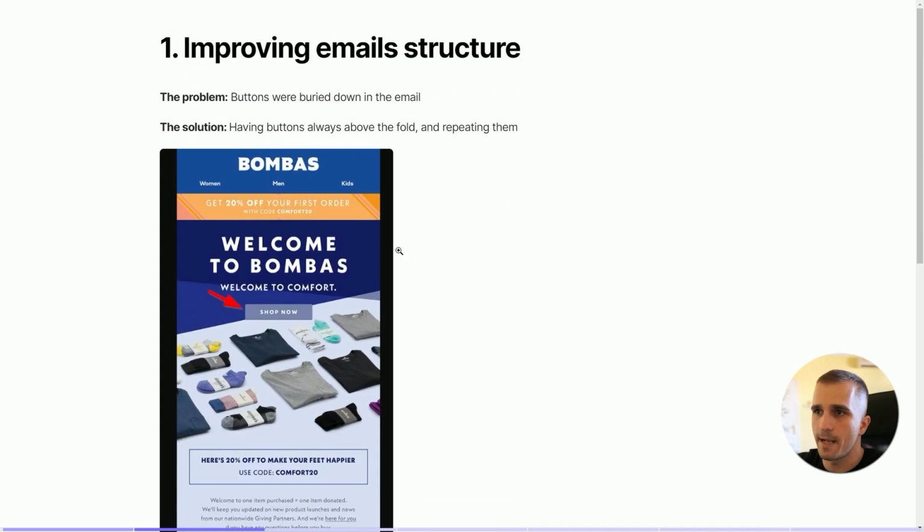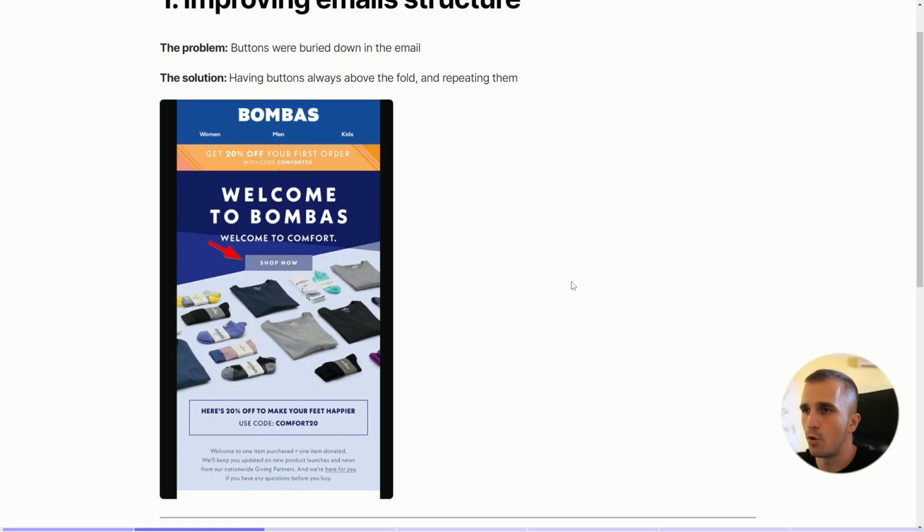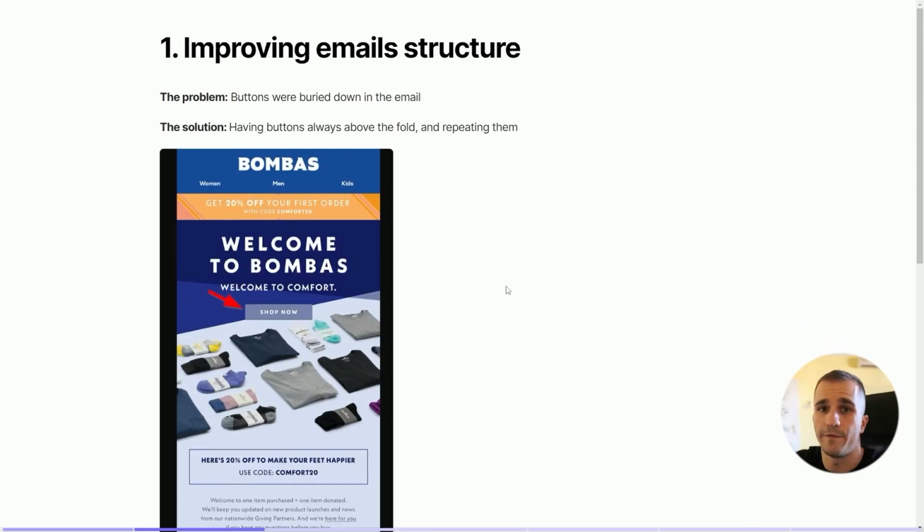So I have an example from Bombas just to show you how they are managing to have their buttons above the fold. And you always want to have your button here because when they open your email, they want to see an instant option to continue exploring the product or placing the order. It doesn't really matter if it's a campaign or a flow, you always need to have this.